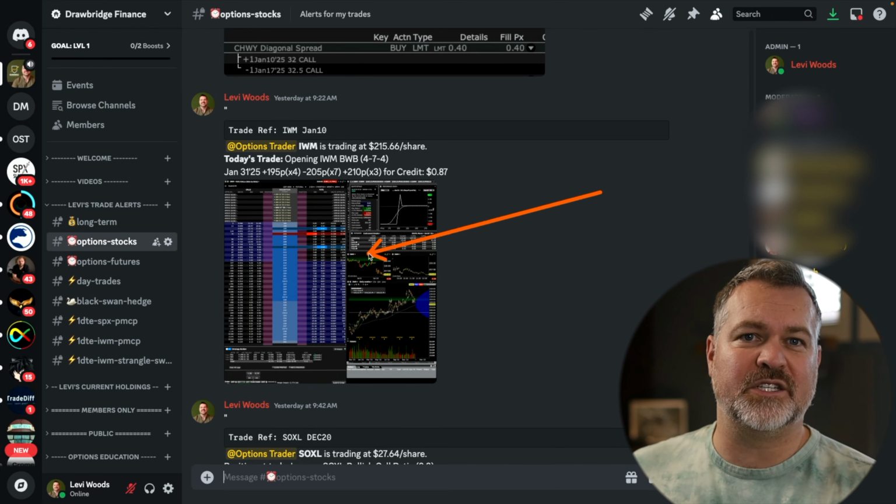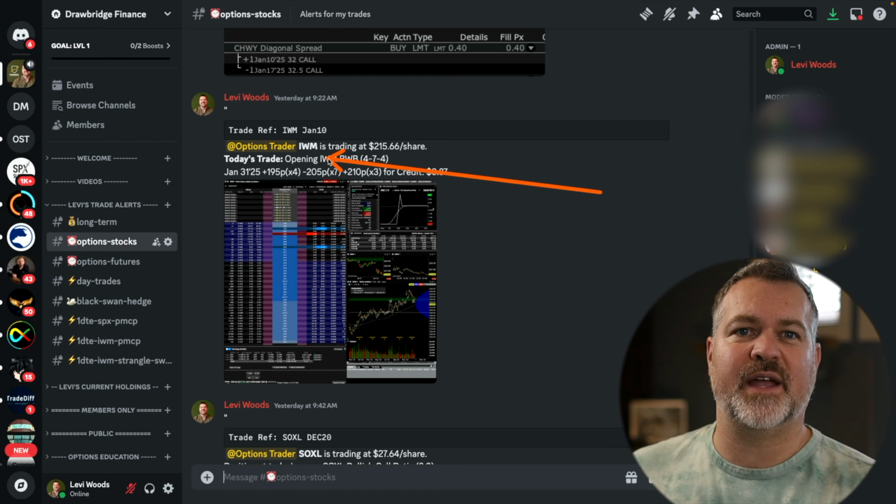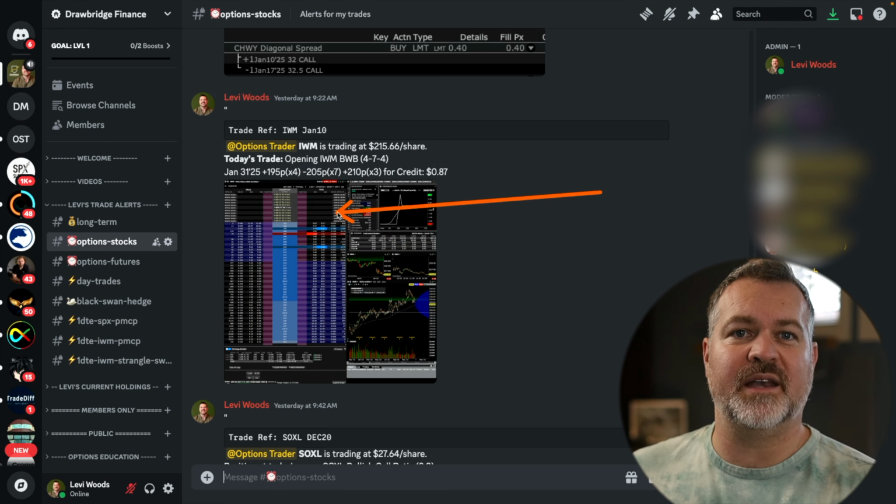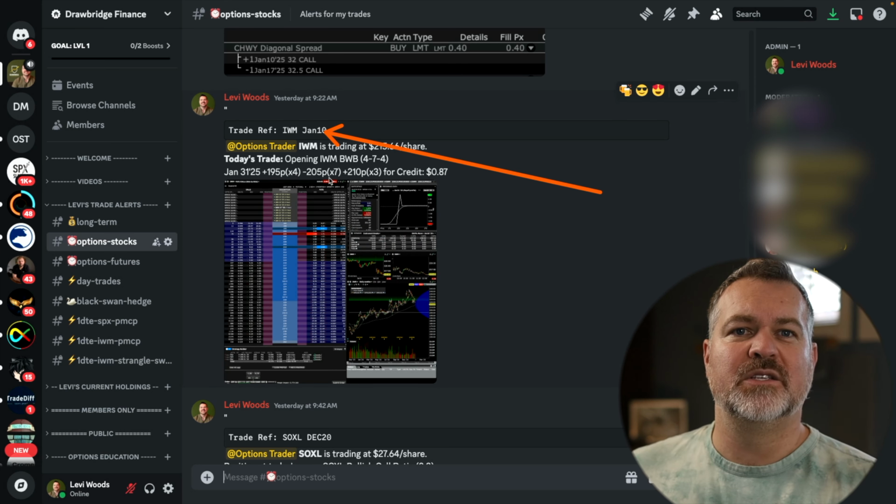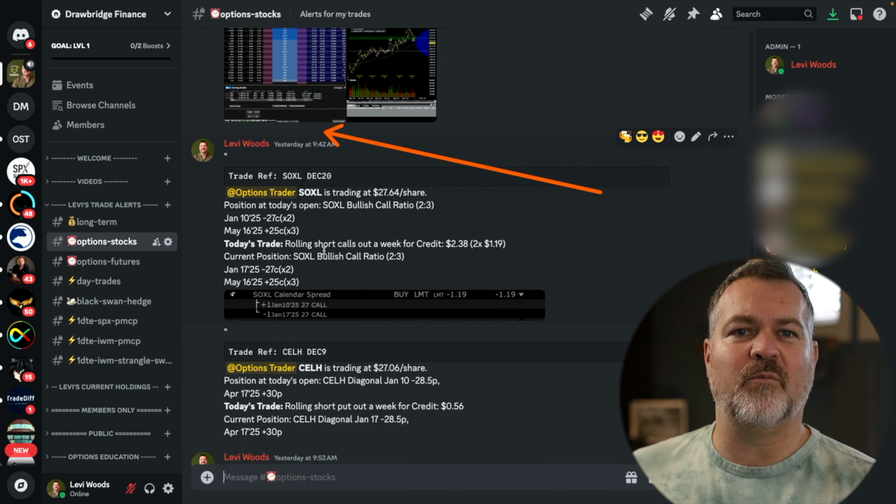Generally, this image is going to indicate that this is a new trade. It says here, today's trade opening IWM Broken Wing Butterfly. You'll also notice that I've given this a trade reference. Anytime I post an adjustment to this trade, I'm going to use this trade reference. So let's just scroll down here a little bit and we'll look at one.